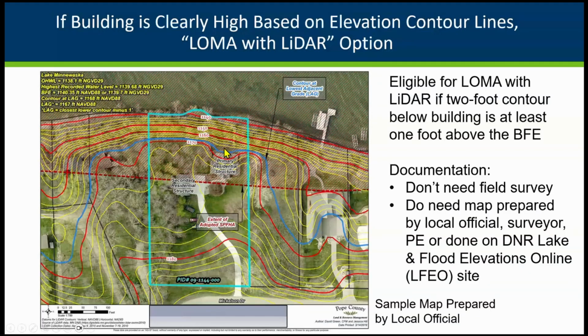There's a certain accuracy for the contour, so we subtract half the contour interval. So these are 2-foot contours, we subtract a foot. And if this contour minus a foot is above the base flood elevation, they can use this map to show that, and get a letter of map amendment without the survey. Otherwise, for a normal LOMA, they do need the survey by a licensed surveyor or a professional engineer.